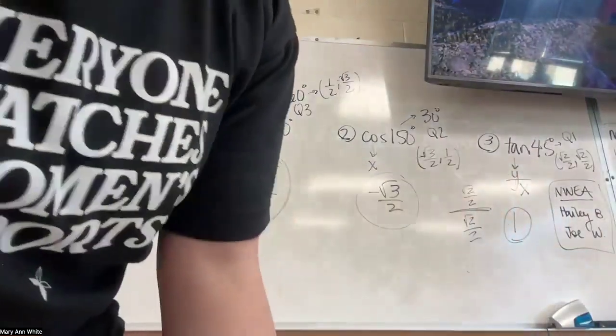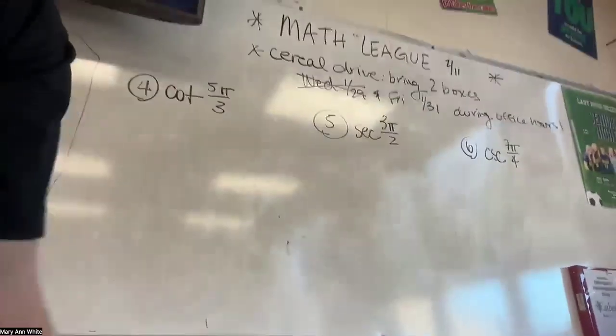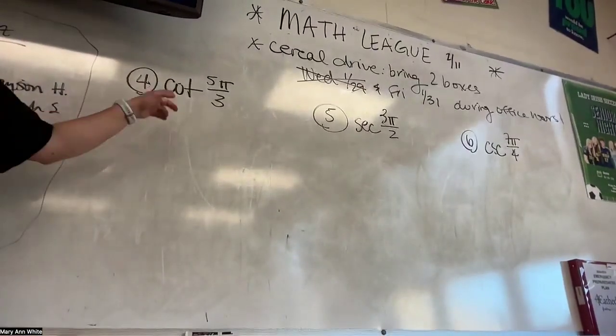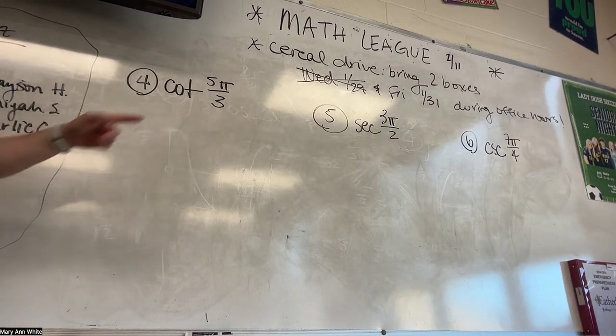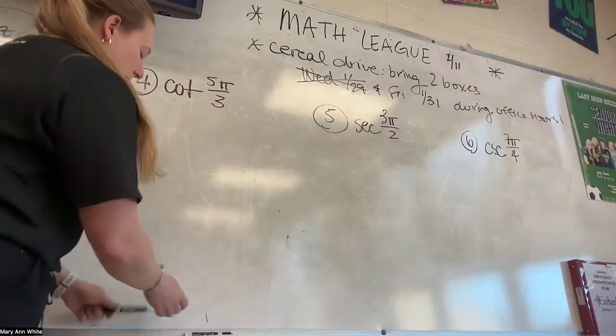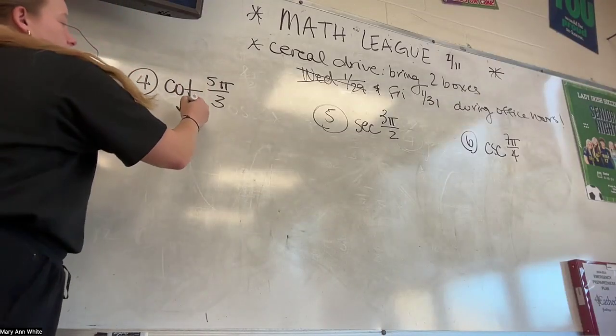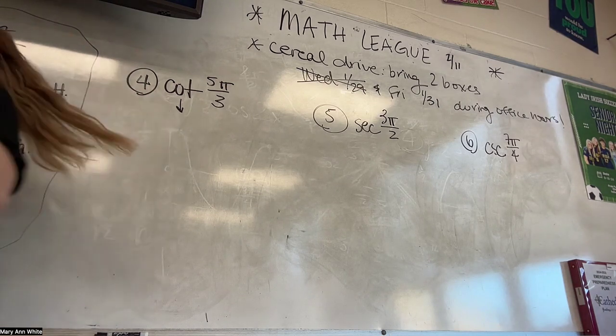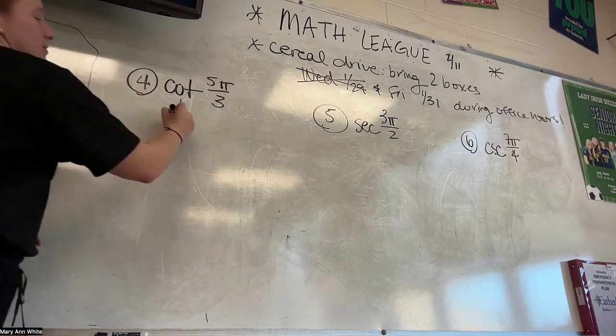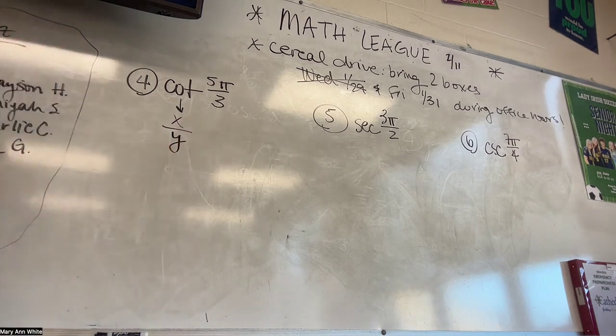Okay, the next 3 deal with my reciprocal function. So you got to remember which ones go together. That's good. All right, so cotangent of 5 pi over 3. Okay, let's start with my trig function. Cotangent is what in terms of x and y? Oh, cotangent goes with tangent. So it's the reciprocal of tangent. It's x over y.